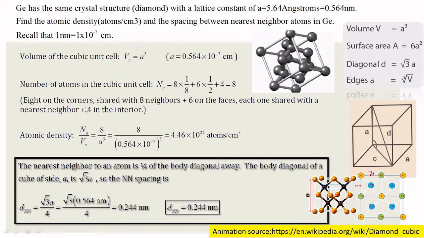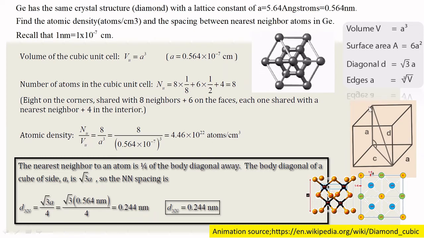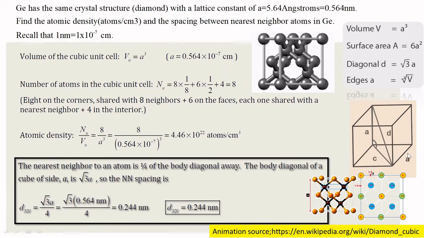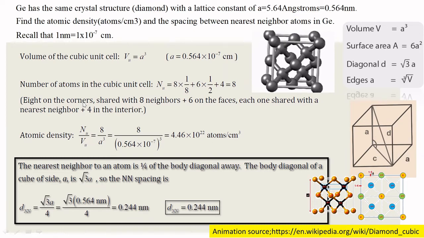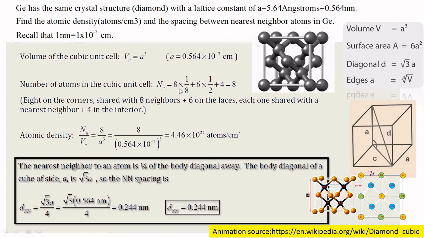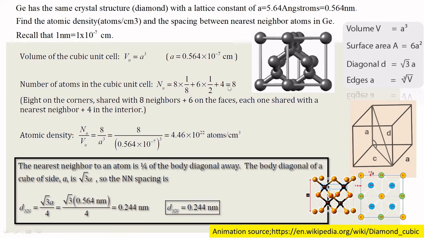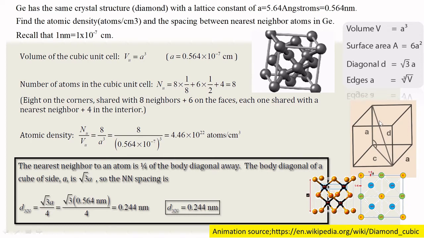How? Because you have 8 corners: 1, 2, 3, 4, 5, 6, 7, 8. The 8 corners are shared with the 8 neighbors, so 8 into 1 by 8. Plus the 6 faces you have, if you take a cube.